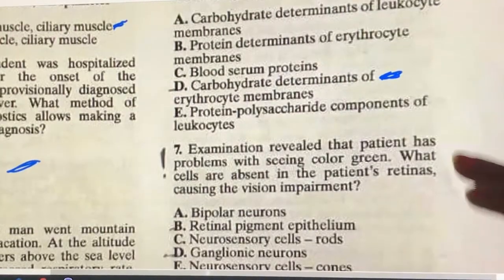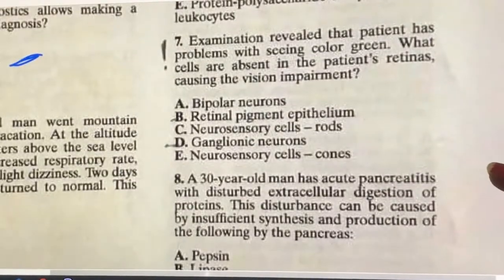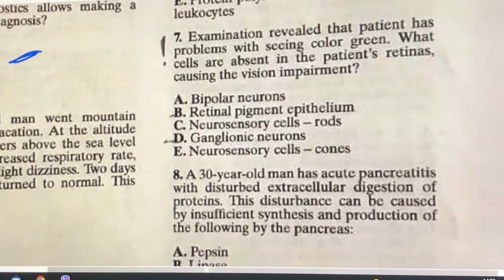Question number 7. Examination revealed that the patient has problems seeing the color green. What cells are absent in the patient's retina?